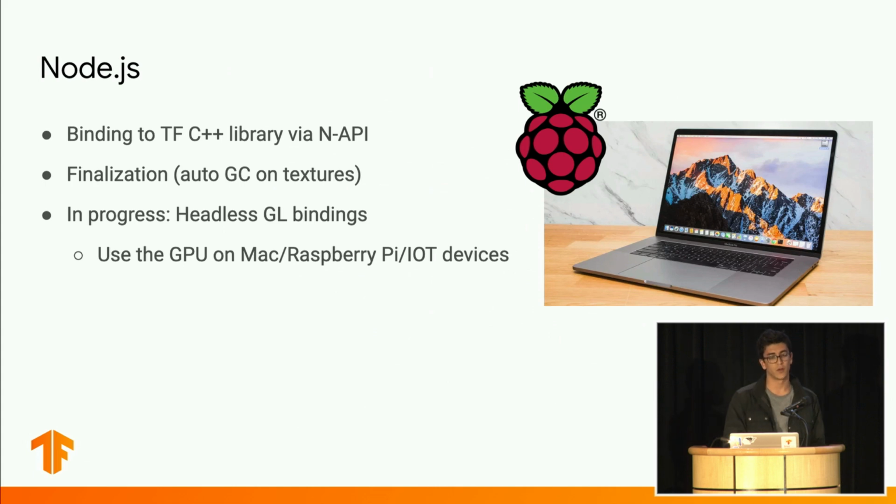One of the amazing things about Node.js is we have finalization for things like that we don't in the browser. So WebGL textures, where we store GPU memory, don't get automatically garbage collected. So we have these tidy constructs, which are kind of unwieldy for JavaScript programmers, let's put it that way. In Node, we have a hook into finalization because we're unconstrained by the browser environment, which is really nice. And we're working right now on headless GL binding. That means in Node.js, being able to run our OpenGL shaders inside of that headless environment. That enables GPU acceleration on devices that we weren't able to before, like Macs, Raspberry Pis, and other IoT devices. So that's pretty cool.